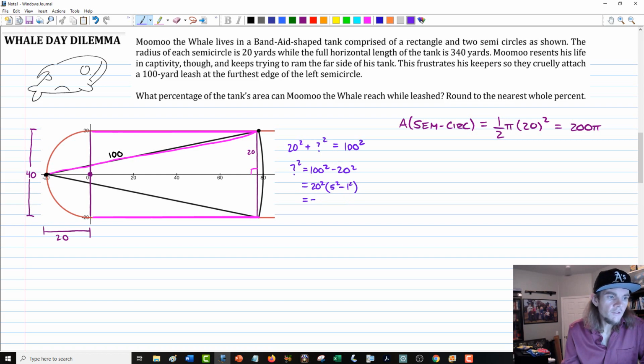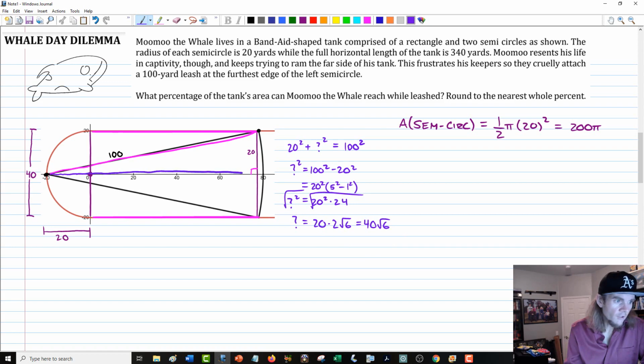And if we think about what this amounts to, we'll have 20 squared times 24. So our length squared is 20 squared times 24. If we want to solve for the actual length of that section, that length will be 20 times the square root of 24, which is root 4 times 6, otherwise known as 2 root 6. So we can go ahead and say that that length is going to be 40 root 6 yards. So it's really helpful and essential using this approach to figure out that dimension. So that entire dimension there is going to be 40 root 6.